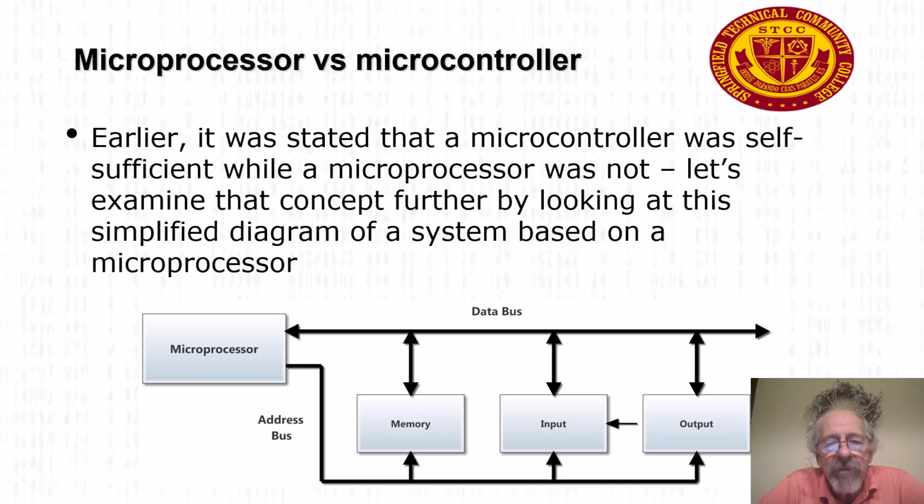So here's a microprocessor versus microcontroller block diagram. Earlier it was stated that the microcontroller was self-sufficient while the microprocessor was not.